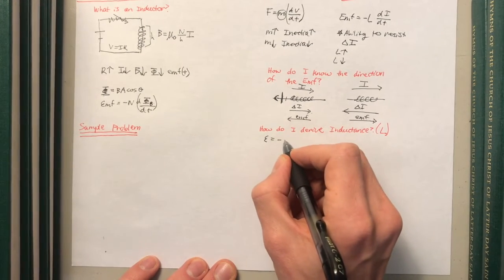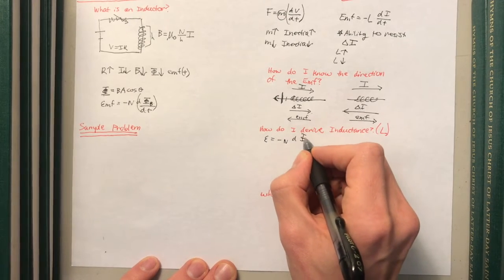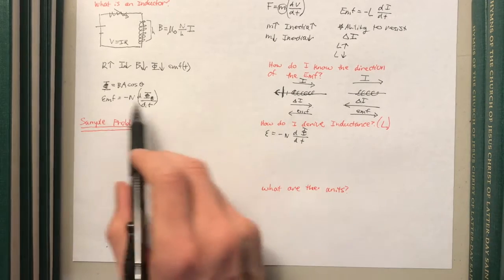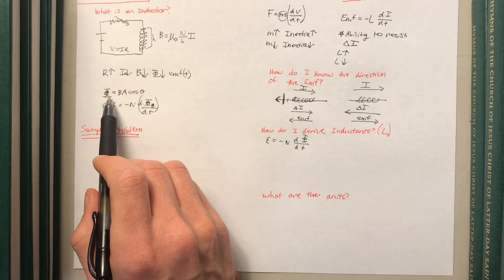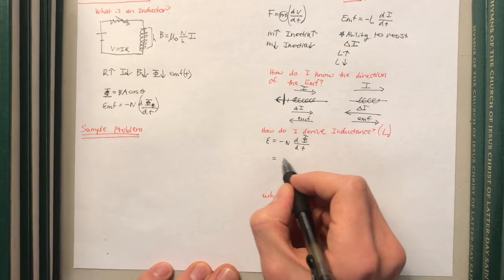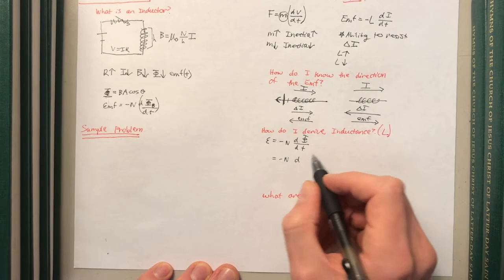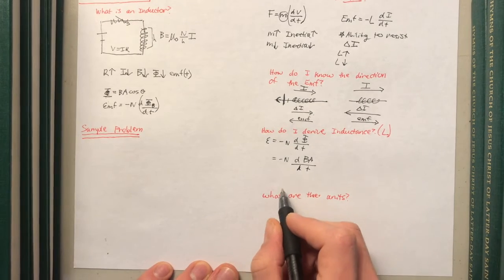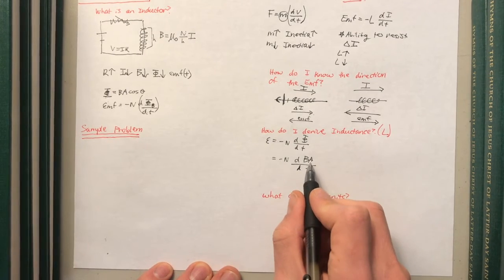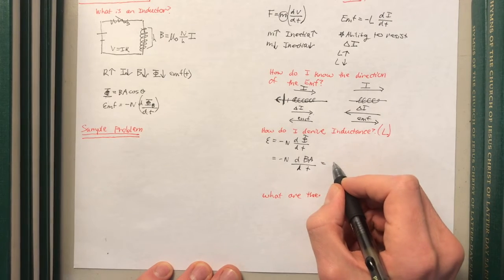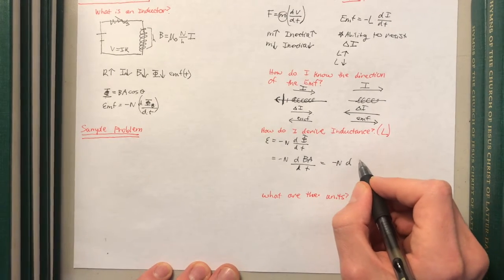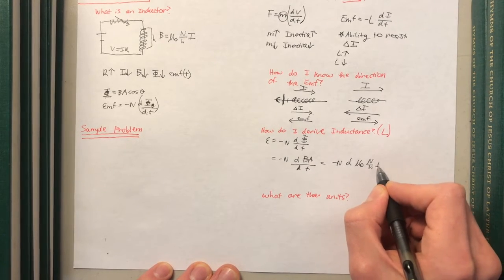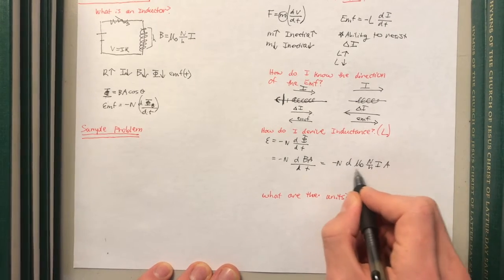EMF is equal to N times the rate of change in magnetic flux over change in time. This is Faraday's law. If we go back here and take our magnetic flux and substitute it in here, then we have negative N times the rate of change in BA over time. We also have an equation for magnetic field, which can be substituted in. That is equal to negative N, and then we'll have our rate of change in, for a solenoid, permeability of free space, N over H, times current, multiplied by our cross-sectional area over time.